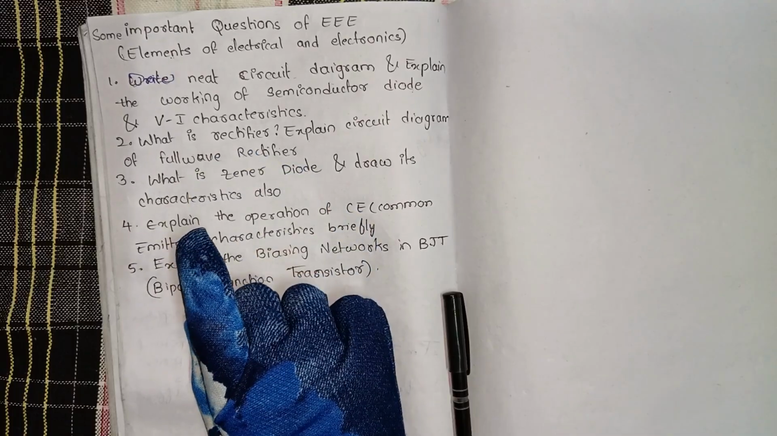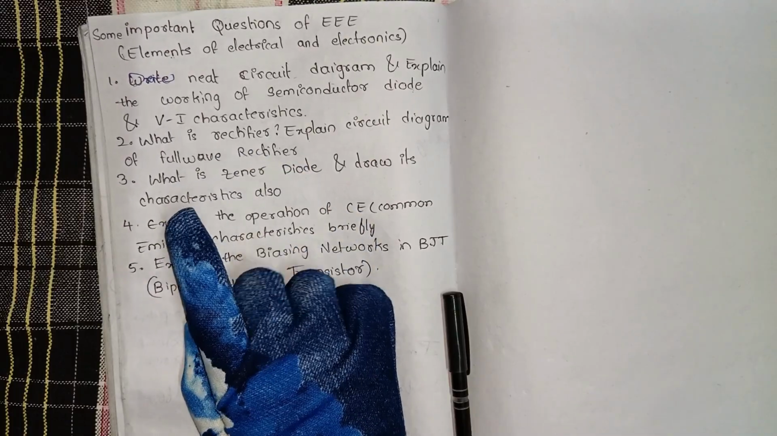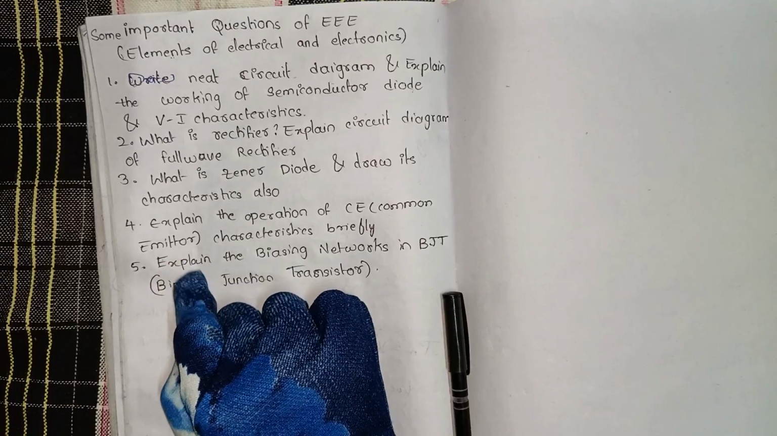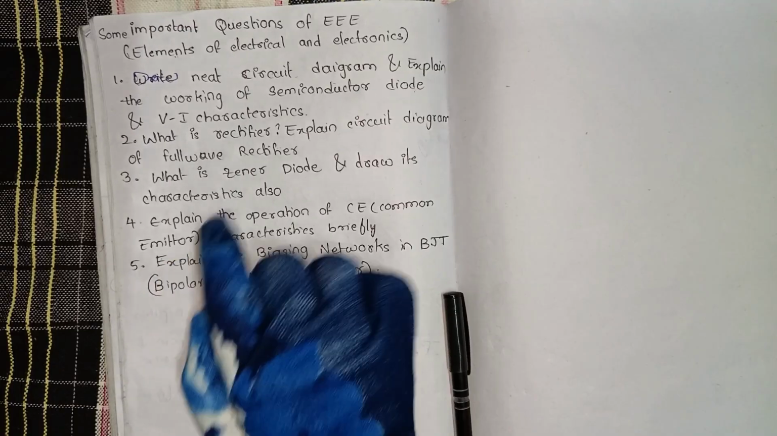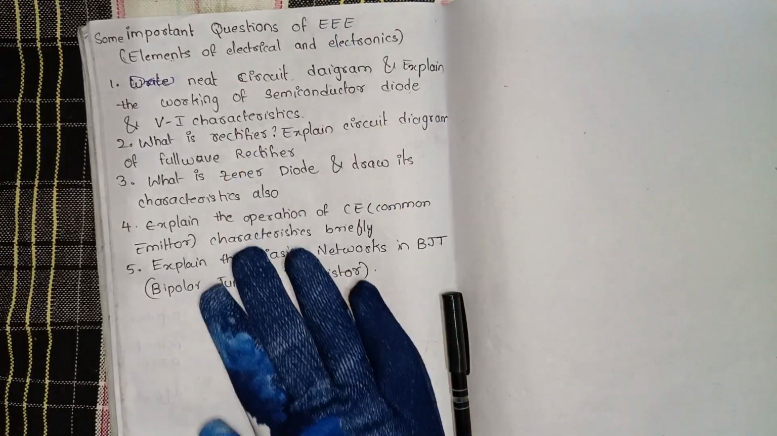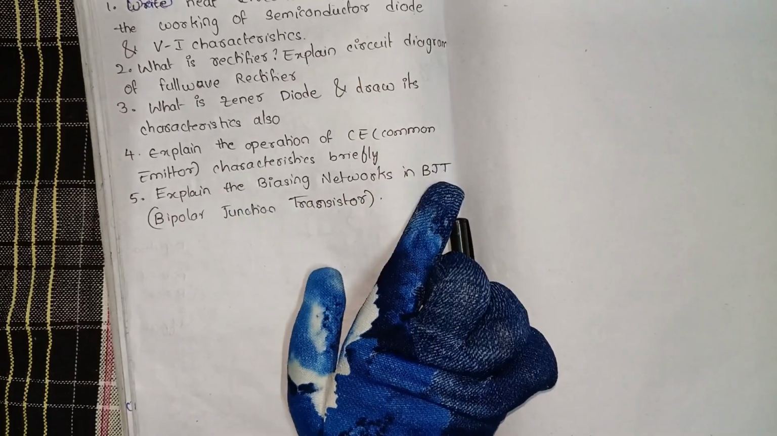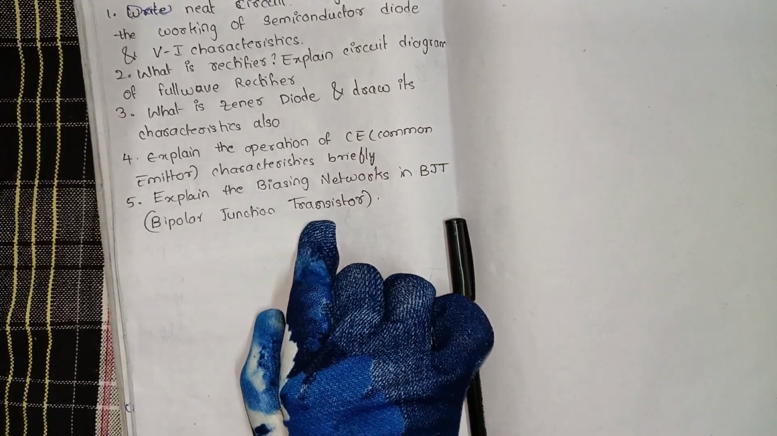In the last class, we have seen the fourth question and its answer. Now we will see the fifth question and its answer of the EEE subject. Okay. Then the fifth question is: explain the biasing networks in BJT, bipolar junction transistor.